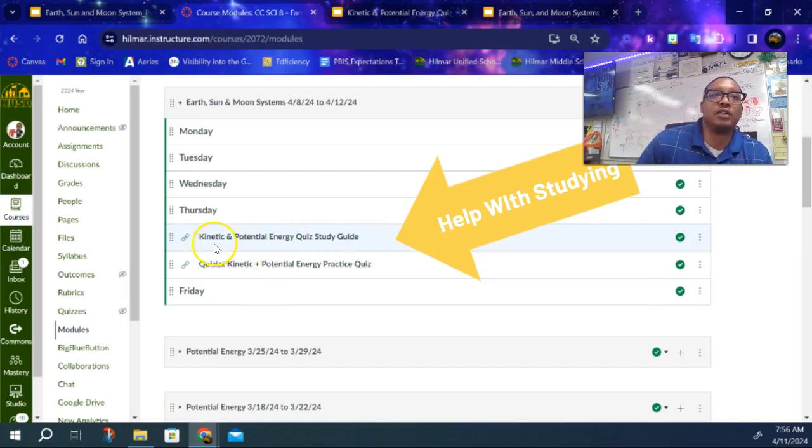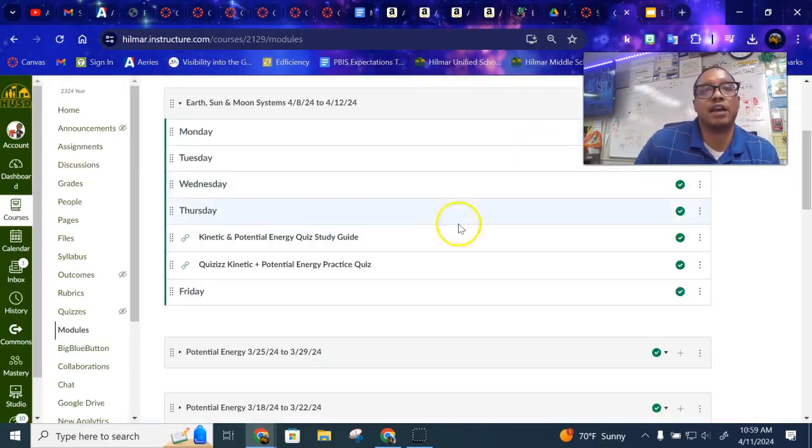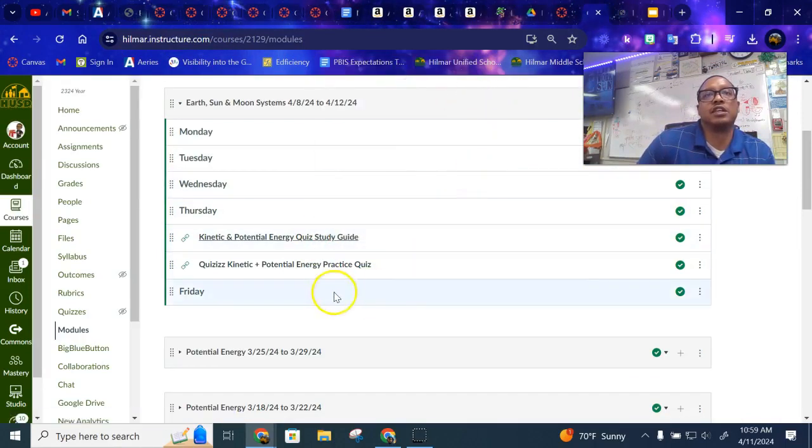Last thing is this. We will be having a quiz. So there's a kinetic and potential energy study guide. Those are slides. There also are quizzes for kinetic and potential energy in there as well. They should totally look like, hold on, let me see. Do I have it right here? I think I have it right here. Boom. So one of them is going to look like this, and it is the study guide.